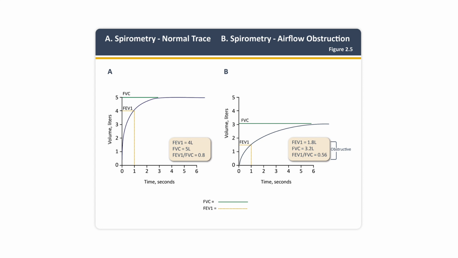So here's a time volume curve from a spirometry. On the left, you see what a normal tracing would look like, where you have a pretty big FEV1. You're able to exhale a lot and plateau pretty quickly with your forced vital capacity, whereas on B, you see that the FEV1 is significantly reduced, not able to get a lot of air out quickly in that first second, and it takes longer to plateau to that forced vital capacity.